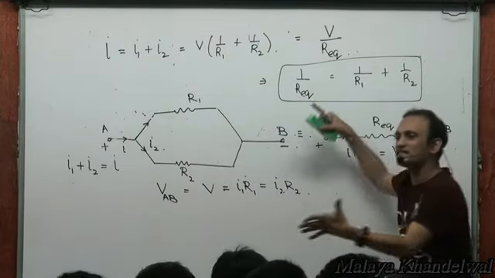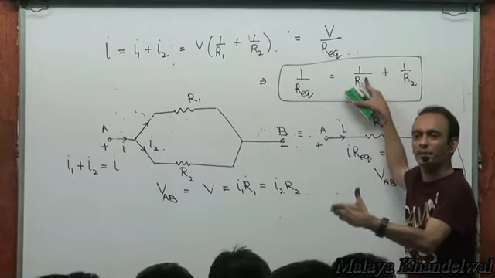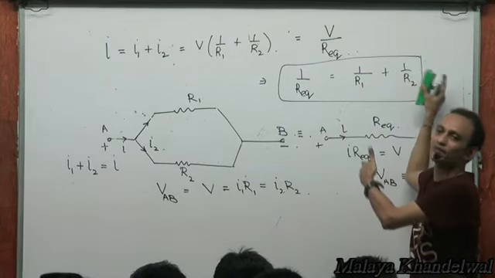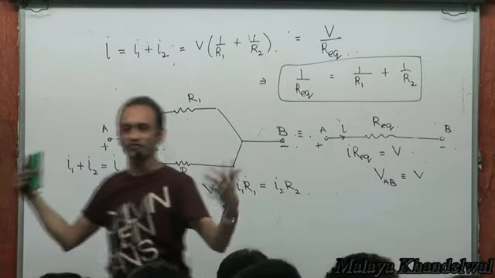So if there were n resistances in parallel, then 1 by R equivalent would be 1 by R1 plus 1 by R2 plus 1 by R3 plus 1 by Rn. You knew all of this, right?